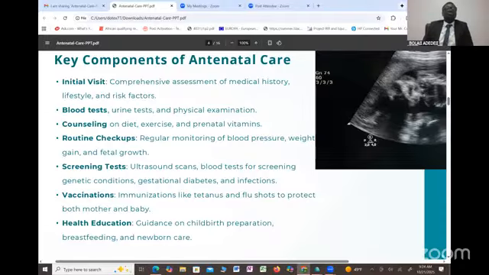So routine checkups. Routine regular checkups, when they come, we check their weight, we check their blood pressure, the pulse, and we try to see. Concerning the blood pressure, it should not be in the hypertensive range. So if we discover any elevated blood pressure, then we try to find out what the cause is and treat appropriately. The weight gain, it is normal for a woman to gain weight during the course of pregnancy.